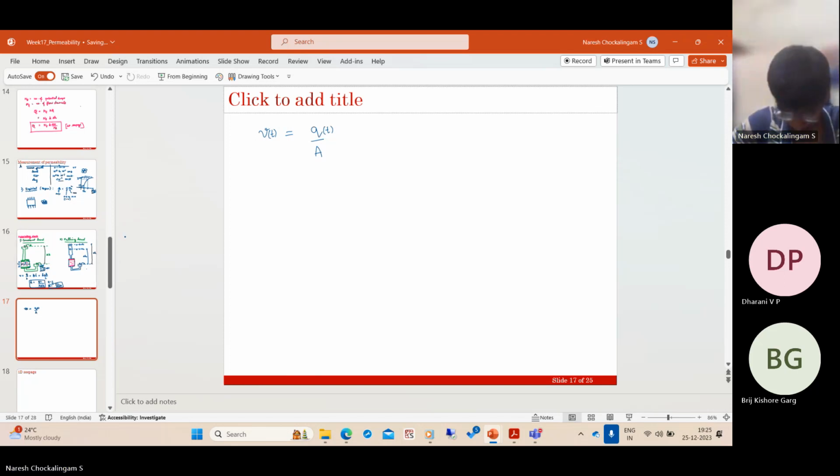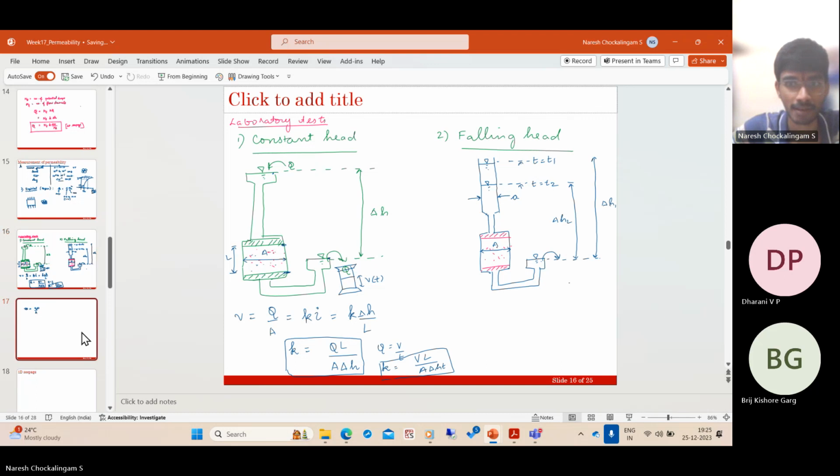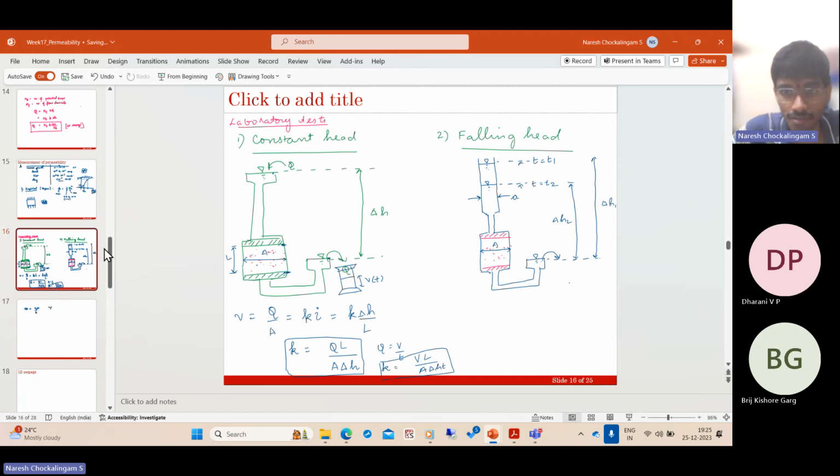Let us say this has a cross section small a, and this has a cross section capital A. The soil has a cross section of capital A, and the tank of water, which is maintained above that, has a cross section of small a. So the volume of water in the tank above. So this is the decrease in the water level. So let us assume the volume of water here is V of t, V at any time t.